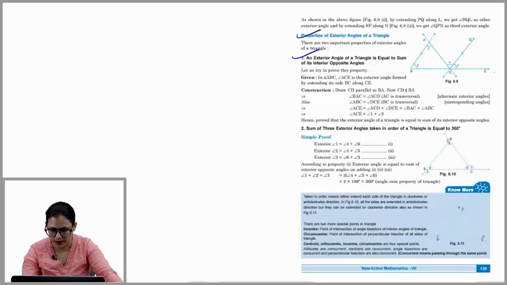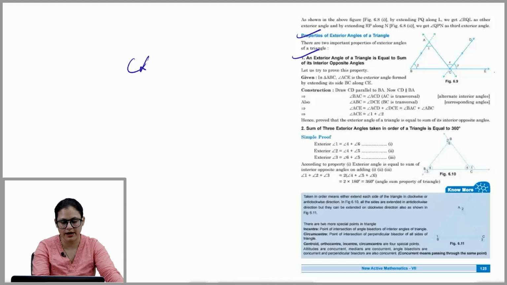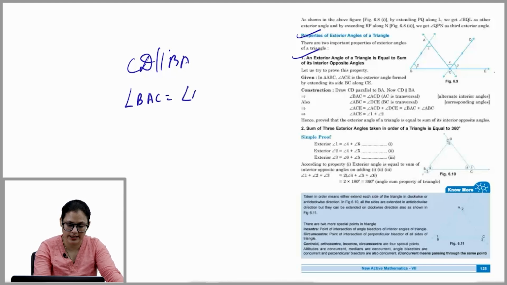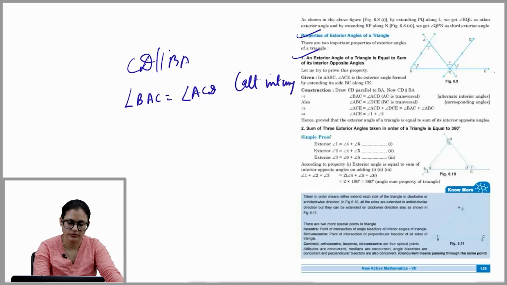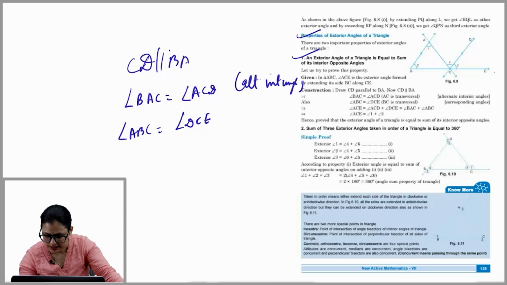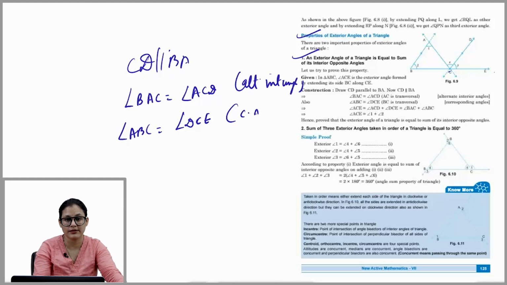parallel to BA. Now, CD is parallel to BA. Angle BAC is equal to angle ACD. AC is a transversal, and the reason is alternate interior angles. Also, angle ABC is equal to angle DCE. Here BC is a transversal, and the reason is, as you can see, ABC and DCE are corresponding angles.